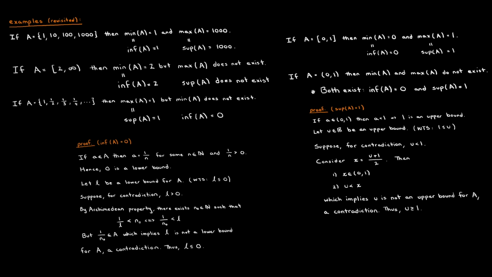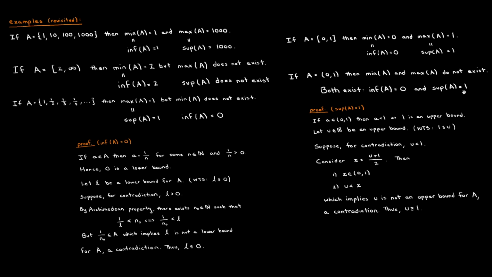And for our last example, we just slightly modify the previous example so that instead we have an open interval from 0 to 1. And in this case, both the minimum and maximum do not exist, but it turns out that both the infimum and the supremum both exist. They're equal to 0 and 1 respectively. And let's do a quick proof of why the supremum of A in this case is 1. And again, we have to just work with the definition and show the two conditions.